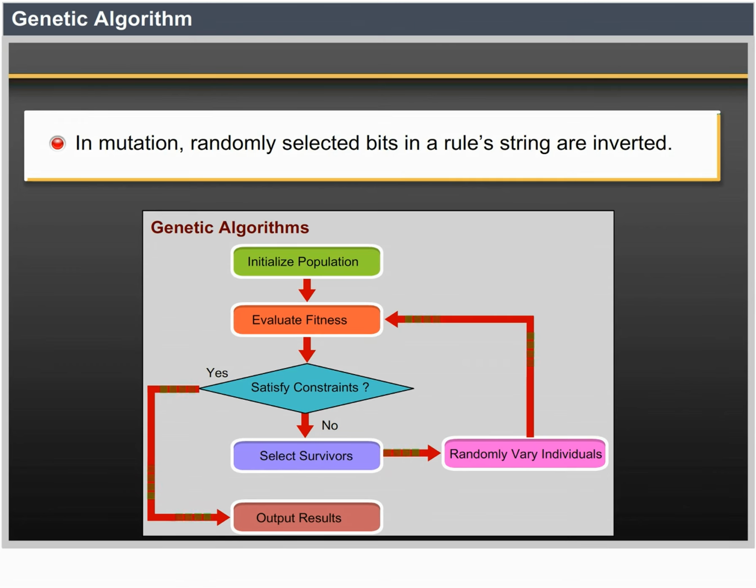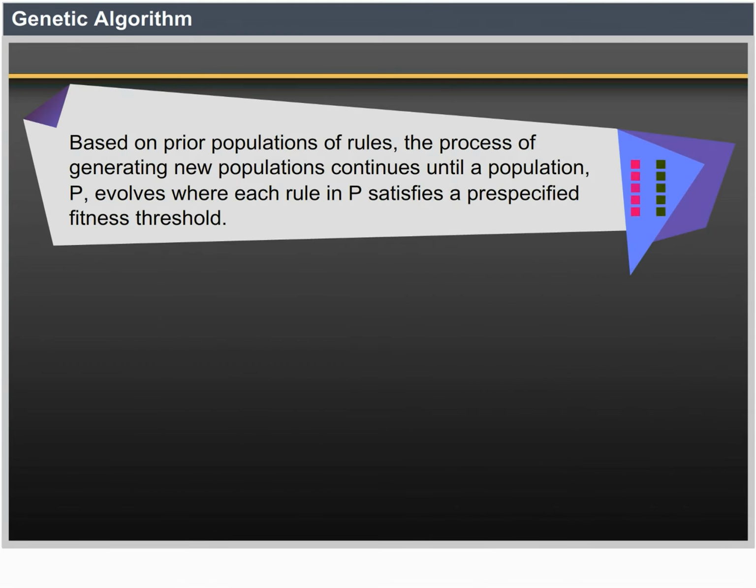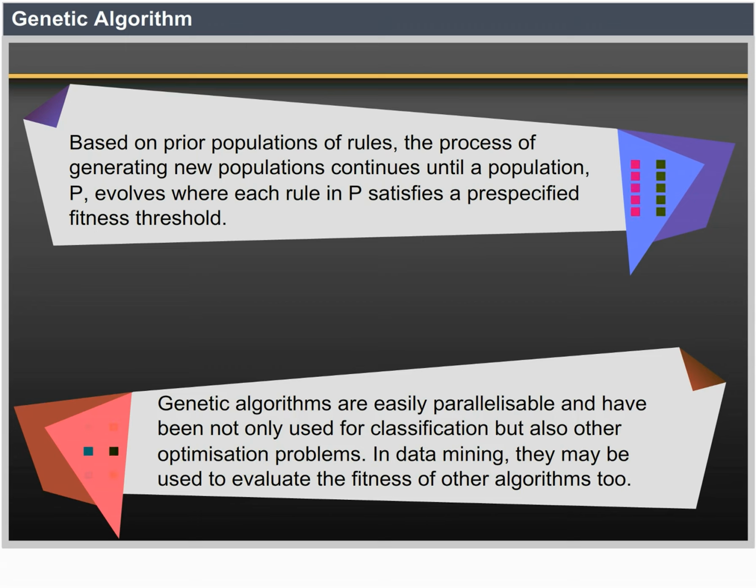The process of generating new populations based on prior populations of rules continues until a population P evolves where each rule in P satisfies a pre-specified fitness threshold. Genetic algorithms are easily parallelizable and have been used for classification as well as other optimization problems. In data mining, they may be used to evaluate the fitness of other algorithms.